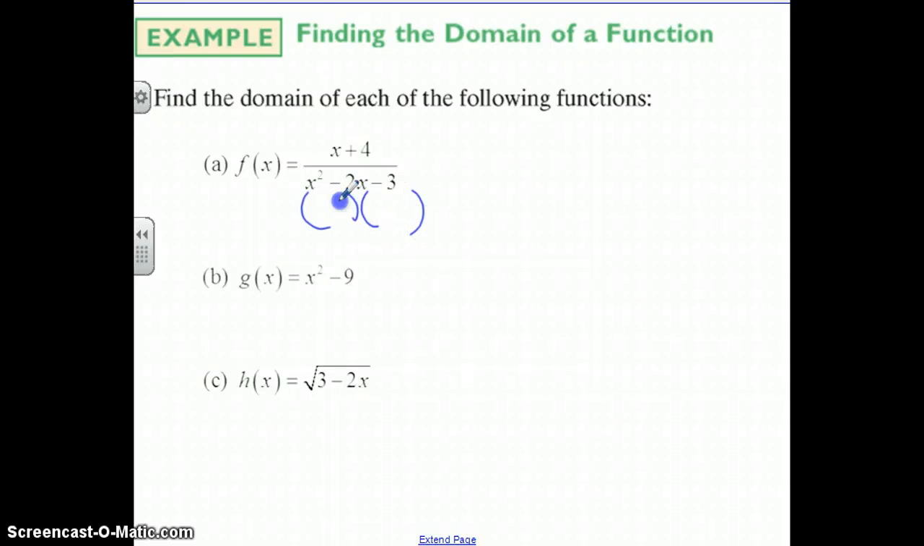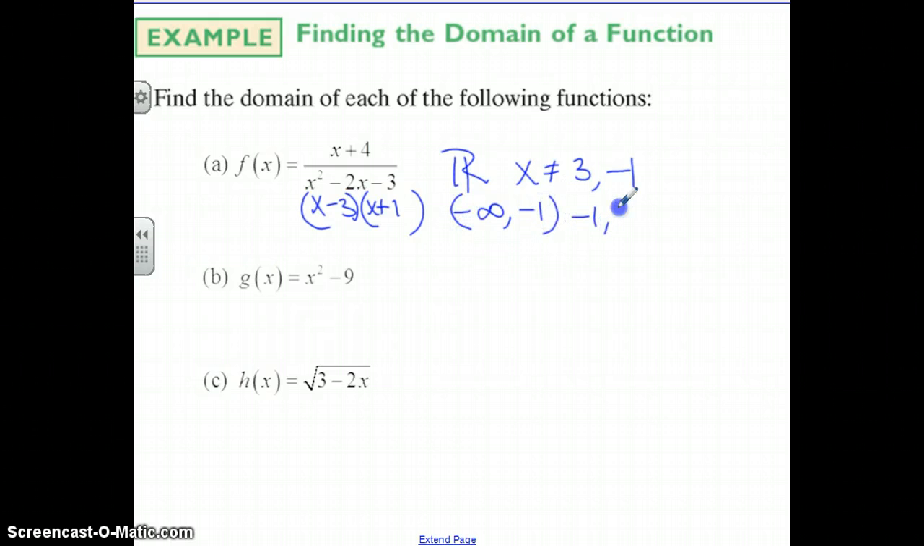So if you factor this down below, we get factors of 3 and 1, x minus 3, x plus 1. So the domain is all reals. Everything works, except you don't want to divide by 0. And what would cause the denominator to go to 0 would be 3 and negative 1. You could also write this in interval notation, saying everything works from negative infinity to negative 1, from negative 1 up to 3, and then 3 to infinity. Both methods are good. This one, I would say the domain is all reals. It's a parabola, and it goes on forever.